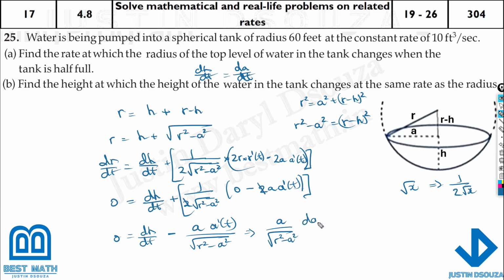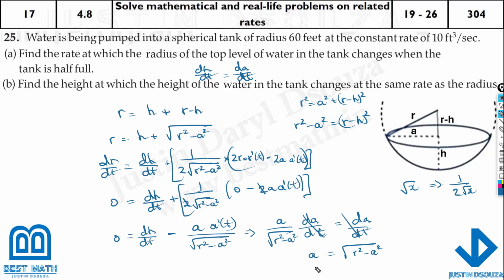What is this? dA by dH, dA by dt, not h. So here, dH by dt is equal to dA by dt. I'm just going to write the same thing because dH by dt and dA by dt are equal. That is what we are solving for, when both the rates are equal. So let me cancel them off. I've got now a. One is remaining, so I'll move this to the other side. A is equal to square root of r squared minus a squared.